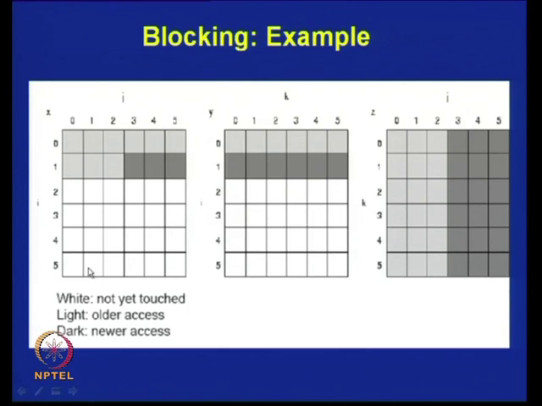So, here as you can see, when you are doing without blocking, this is the x array, this is the y array, and this is the z array, and the way they are accessed is shown with the help of this diagram. That white portion is not yet touched, then the light portion corresponds to older accesses, and the dark portion is the newer accesses. That means, you can see the older accesses have taken place, but using only a small portion here. Similarly, for array y, you are using only a small portion, and this is the older access. Similarly, for z, you can see a large portion corresponds to older accesses, and this dark portion corresponds to the newer accesses.